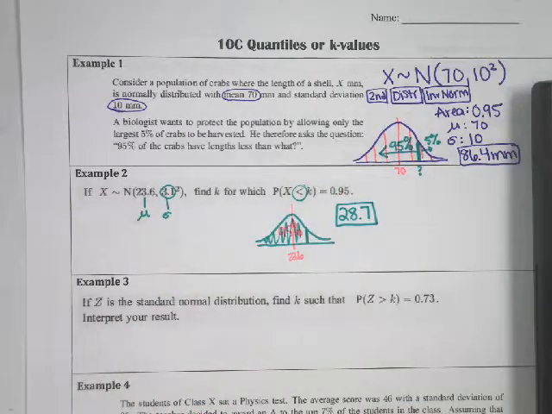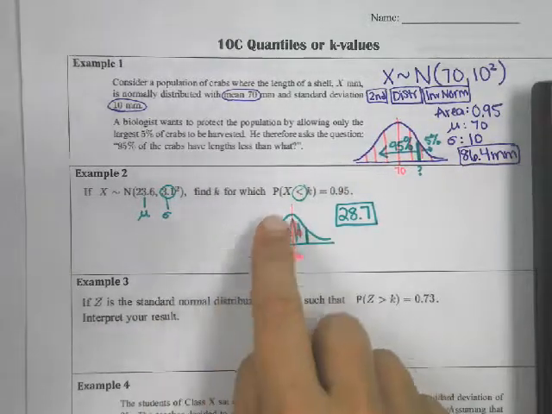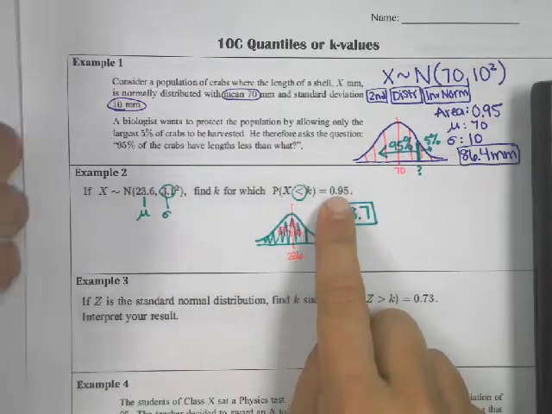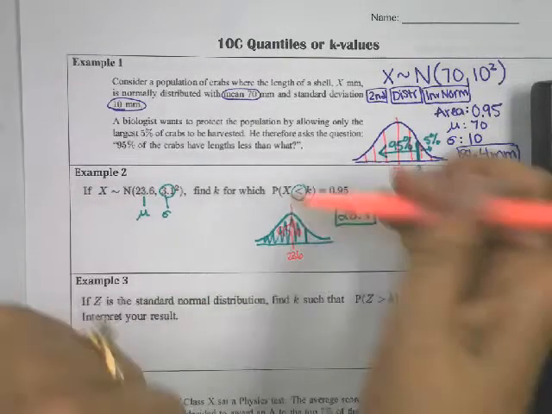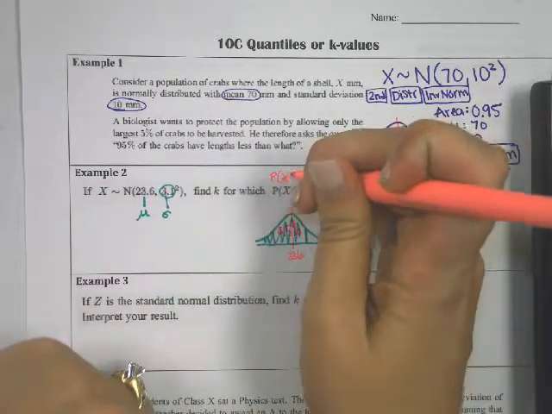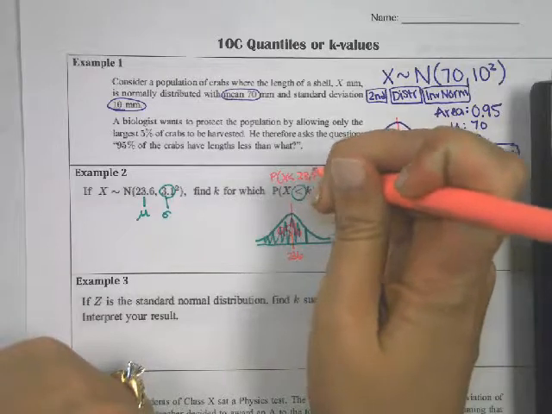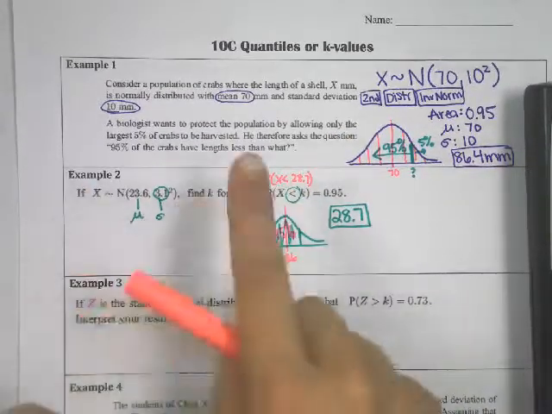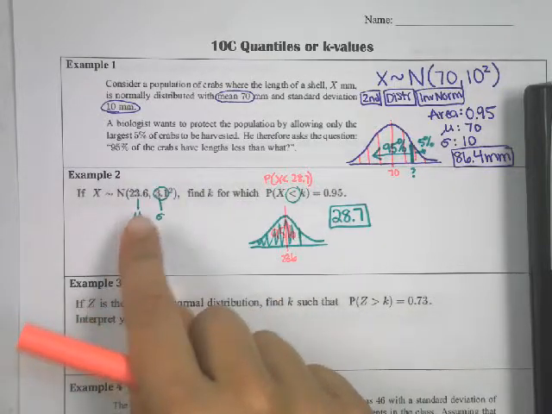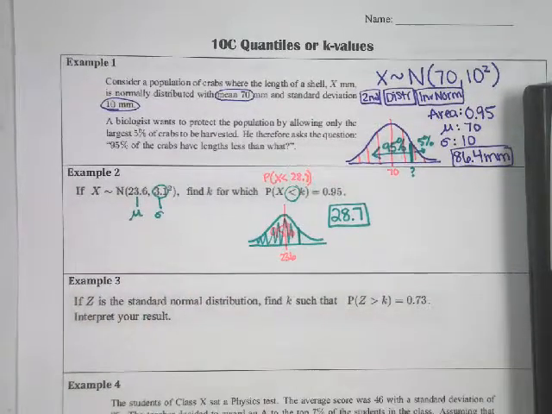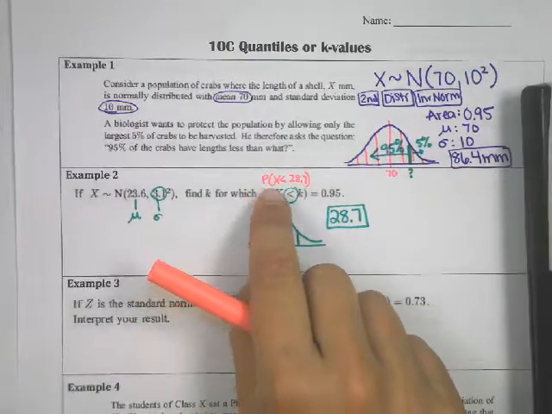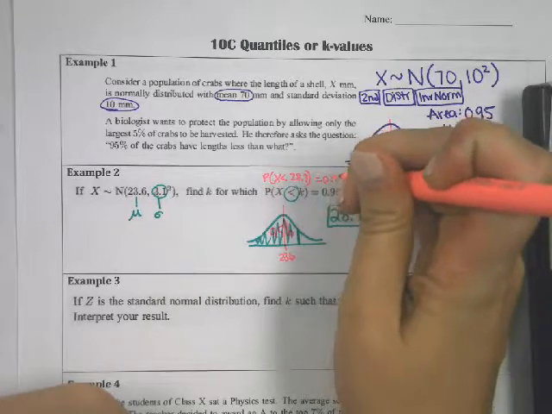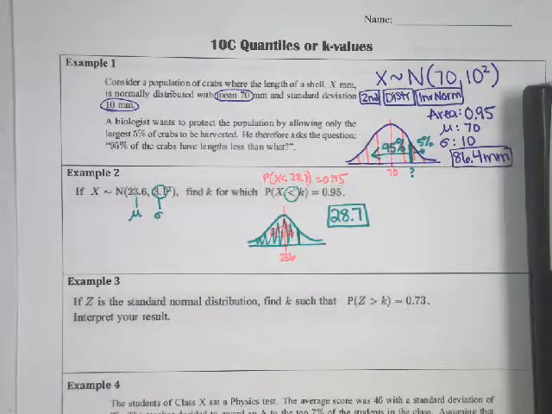Okay, so the value 28.7, if x is less than 28.7, 95% of our data is there. So you can think that's our k value. The probability that we choose a random data value from whatever this data is about is less than 28.7 should be 95%, and that's what we found there.